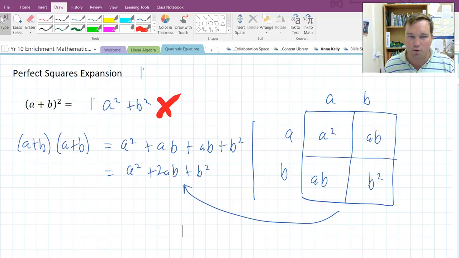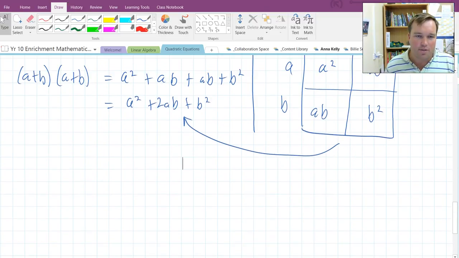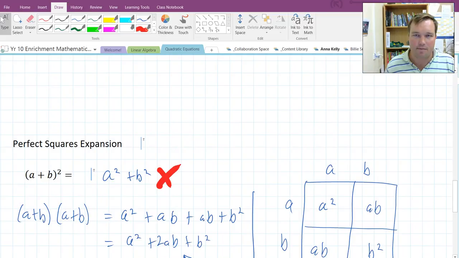Alright, I've zoomed through that quite quickly, but hopefully you've seen several different methods of factorizing. Thank you very much.